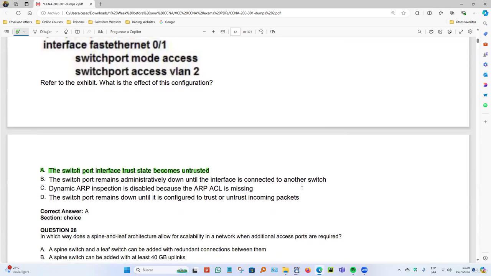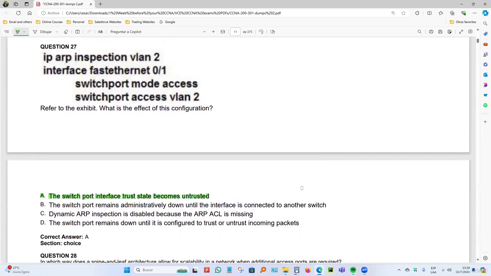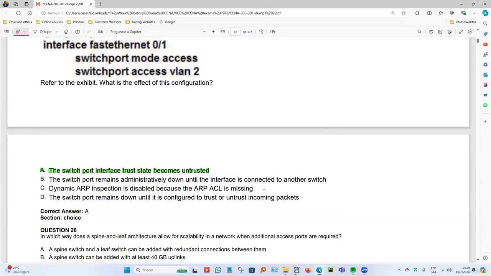The switch port interface trust state becomes untrusted. Okay, that's a difficult word for Spanish speakers, to be honest. Untrusted. Okay, I got it. So this is what happens when we are working with ARP inspection. We need to do that in order to avoid ARP spoofing attacks. And that is an important configuration that we just added to the switch in order to prevent the ARP spoofing attacks.